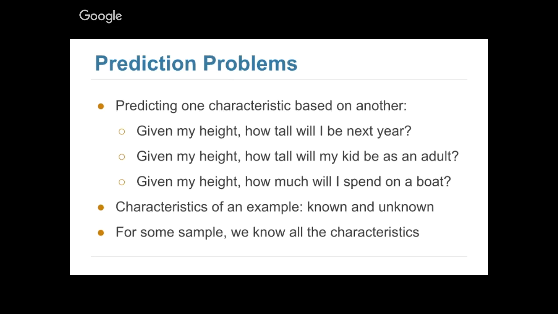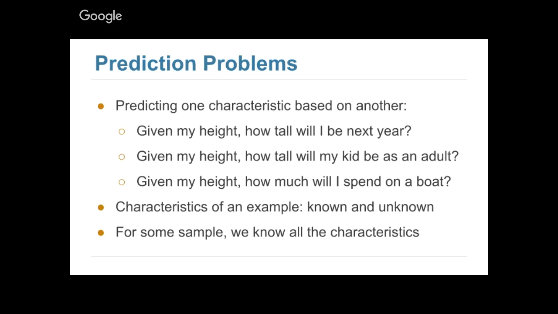Another key basic assumption of prediction is that for some sample, we know all the characteristics. So for example, I have some prior data that has parents' heights and kids' heights. So I can say, based on the trends that I've observed before, let me try to predict the future. Without prior knowledge or the prior data that you have, you won't be able to do much about the future because you have no idea. So that's the basic idea of prediction.